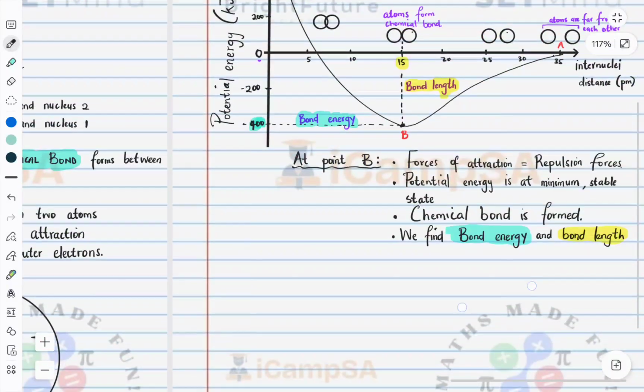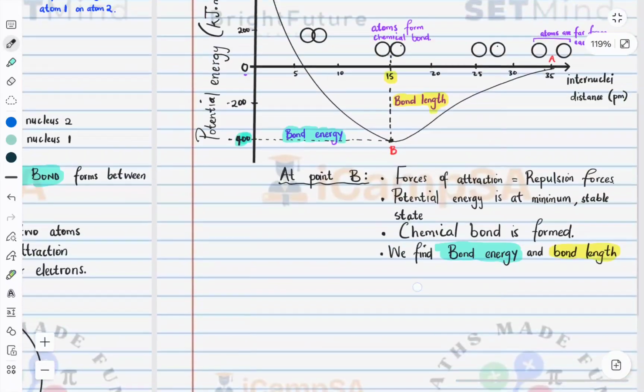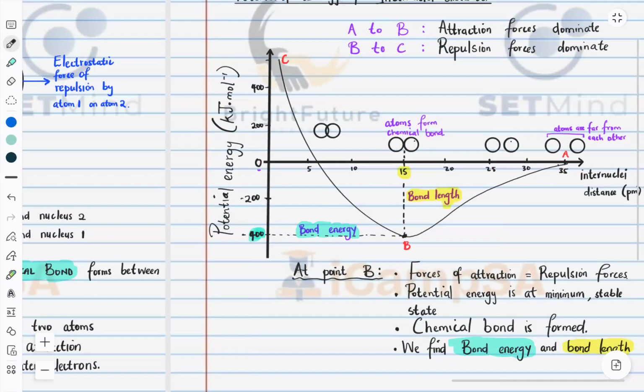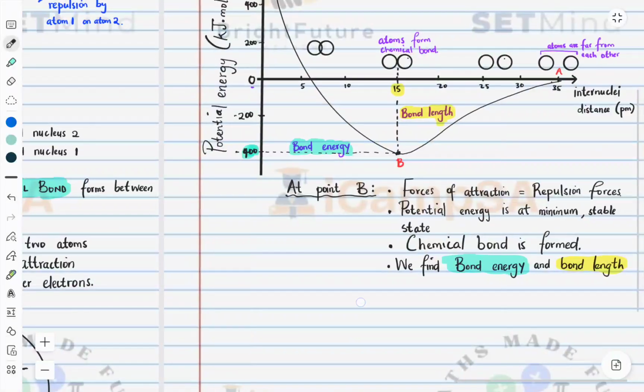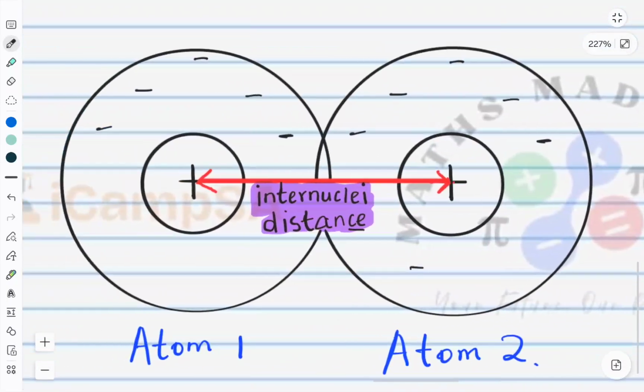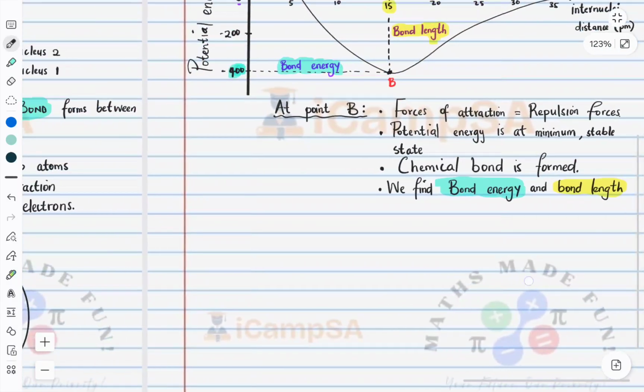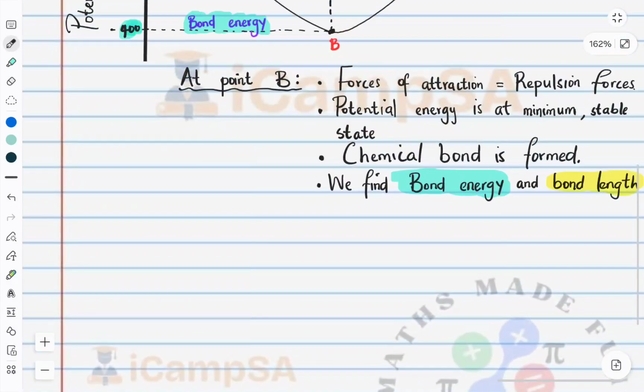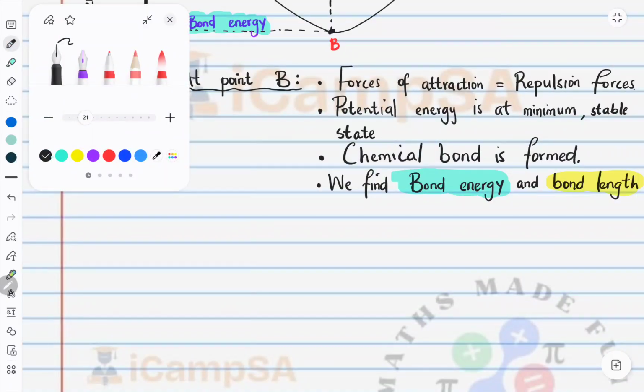Now, just to state our definitions, because we've introduced new keywords: bond energy and bond length. I did mention that bond energy is the amount of energy that was released to form that bond, and that amount of energy released is equal to the amount of energy that would be required to break the very same bond. And bond length is just the average internuclear distance between the two nuclei. All right, so bond length and bond energy.